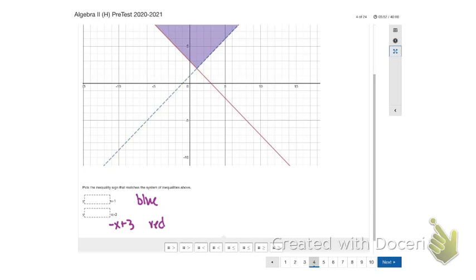Both of these, the shading is above the line. If the shading is above the line, it's going to be greater than. The difference between these two lines, though, is the or equal to symbol. The blue line is dotted, so that is just going to be greater than, whereas the red line is solid, that's greater than or equal to.